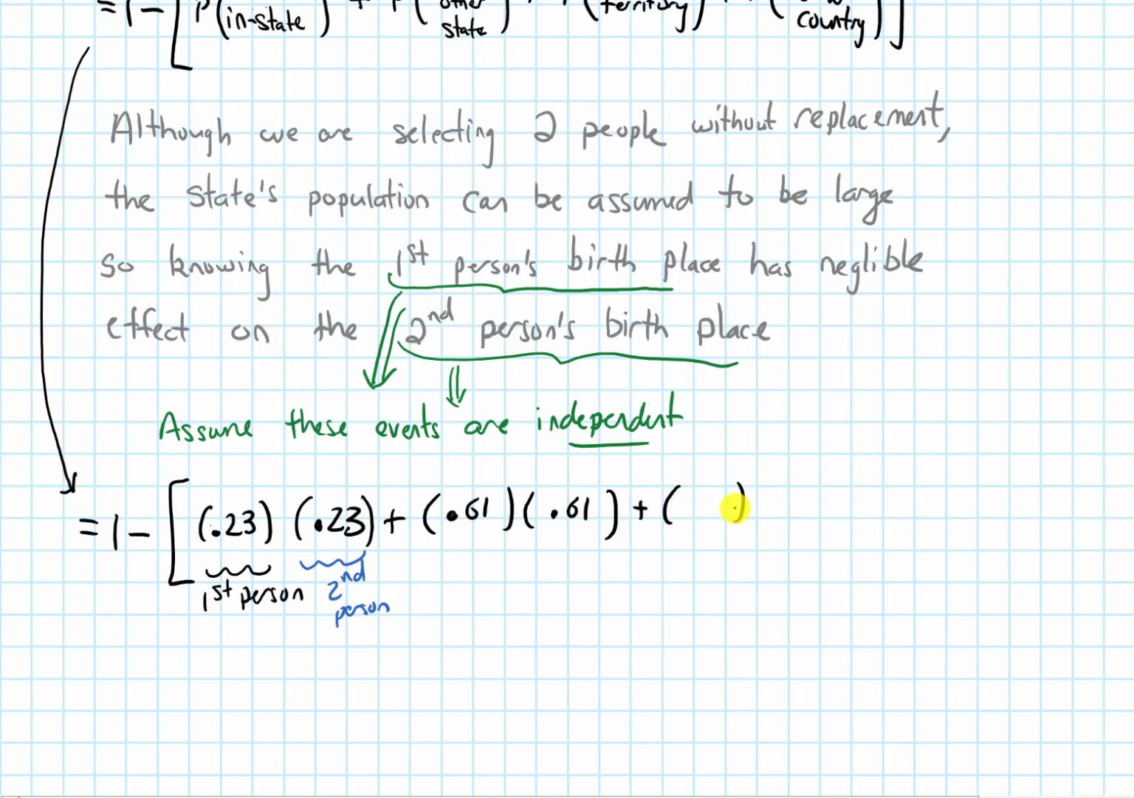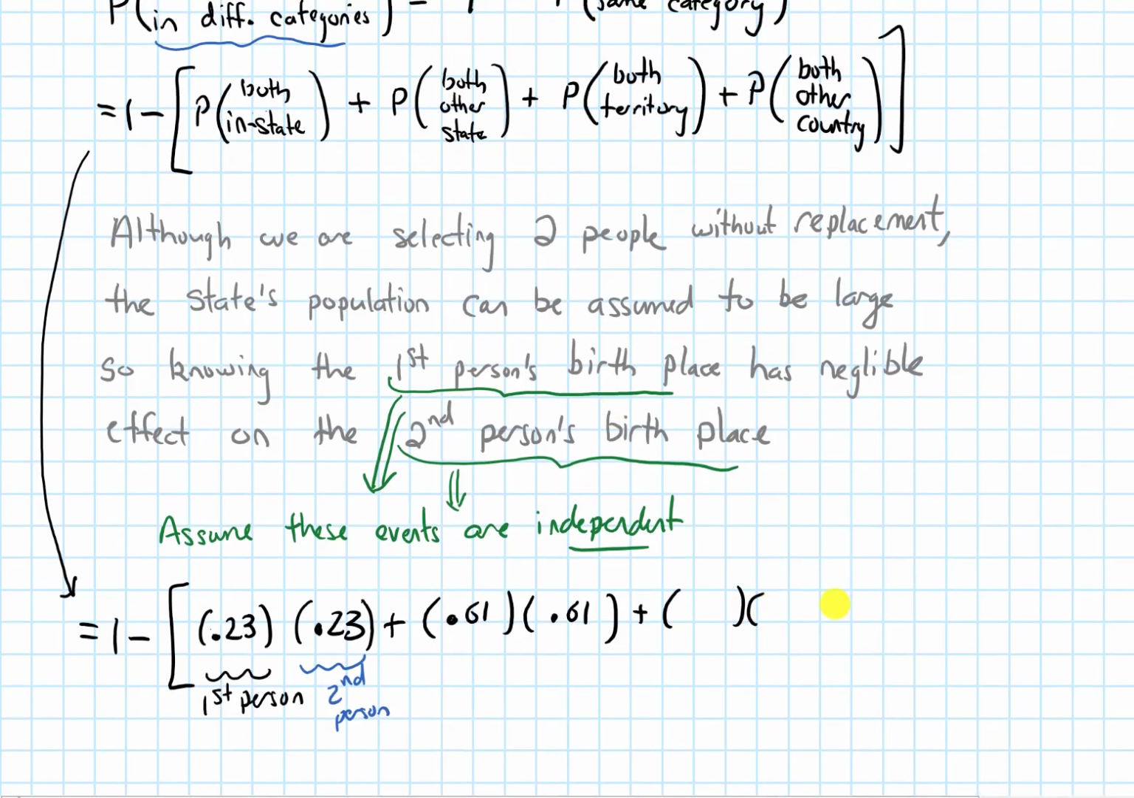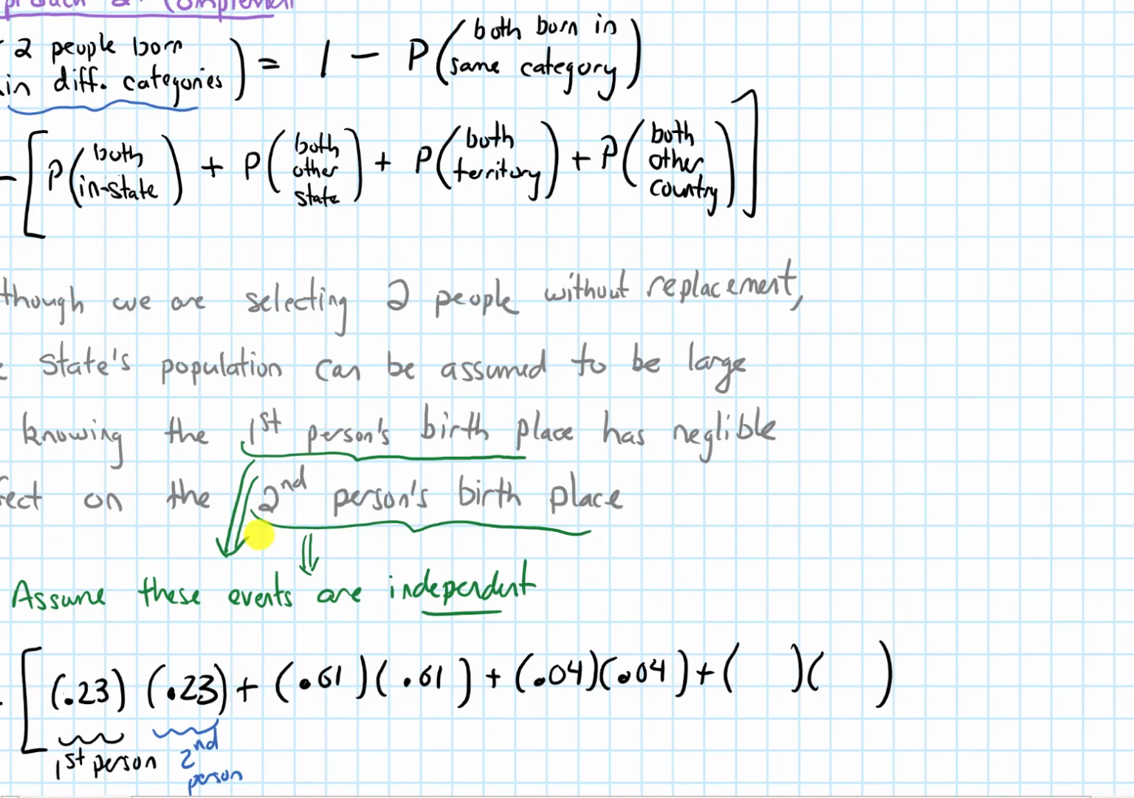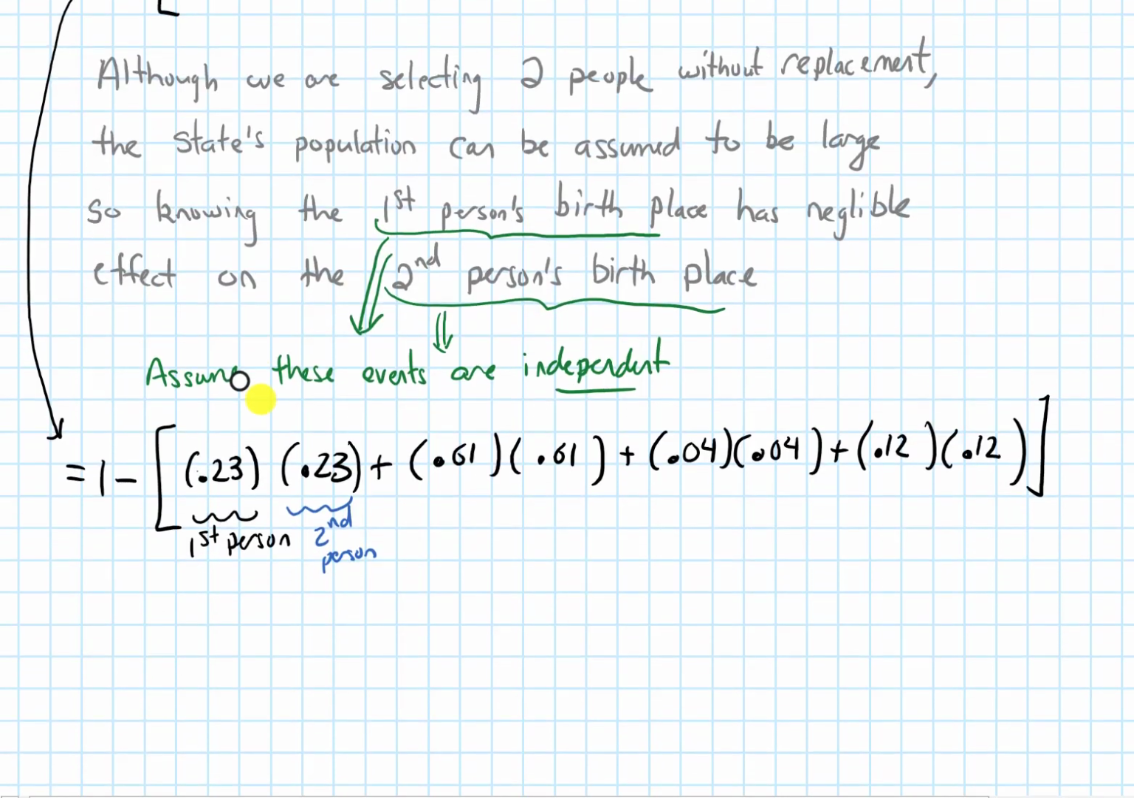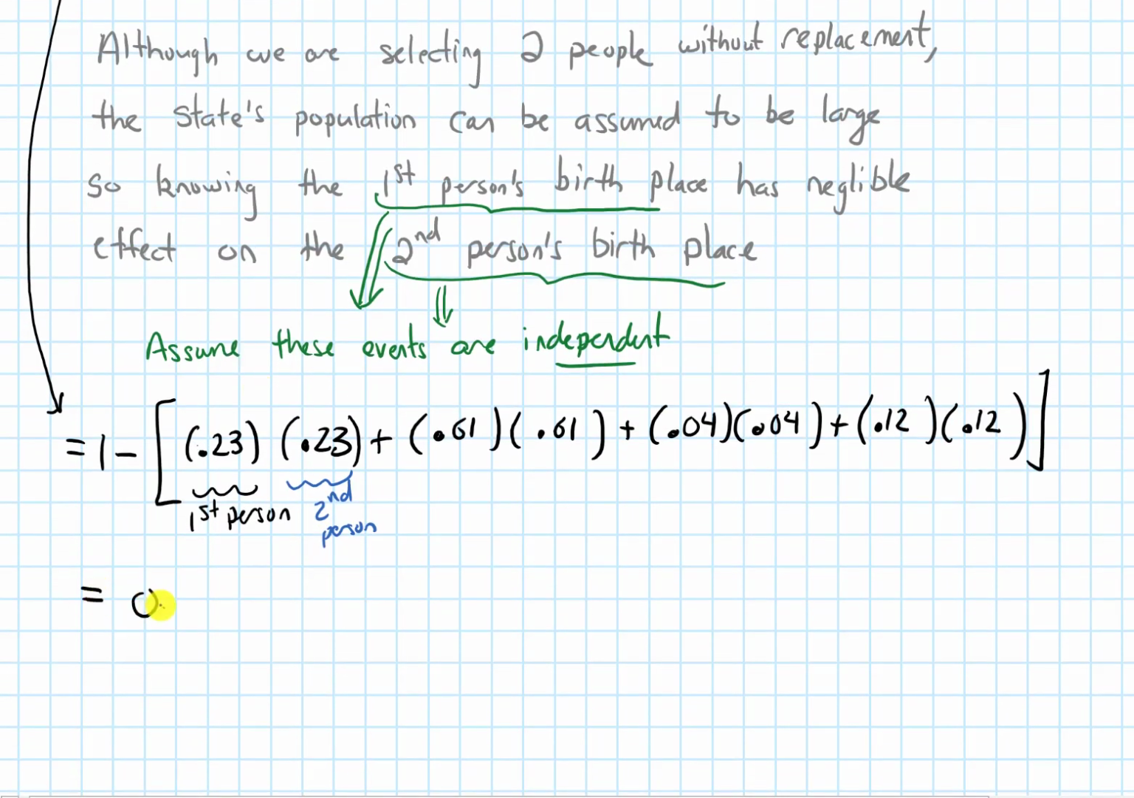as well as 0.61 for the second person, because we're going to assume they're independent. And then plus, the third thing was for both from a US territory, and the problem said that was 4%, or as a decimal, 0.04 for each of the two people. And finally, for both born from a different country, that percentage was 12%, so I would put 0.12 in both of these parentheses. Okay, and if we work out what this number is, it ends up being 0.559. And that's our probability. If I wanted to write this as a percentage, this is 55.9%.